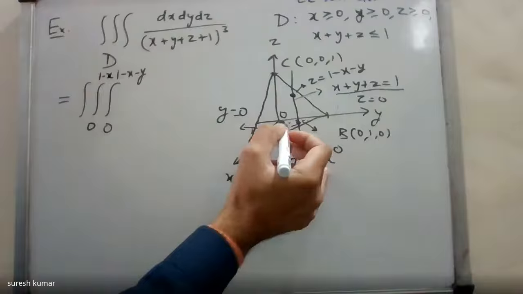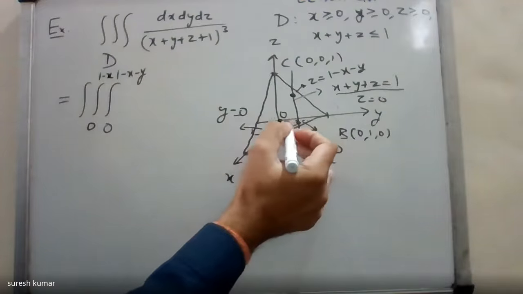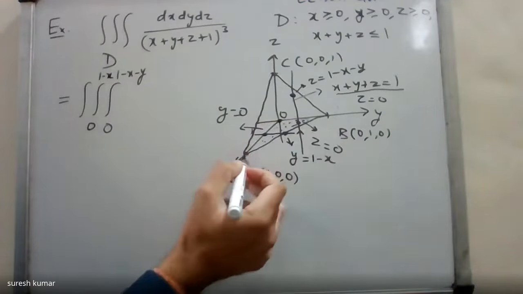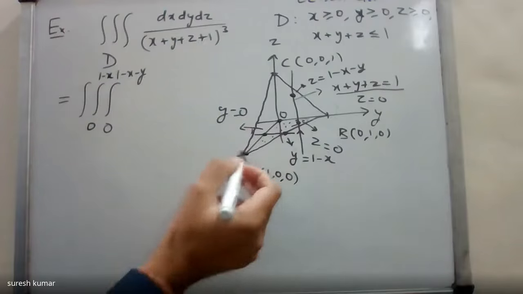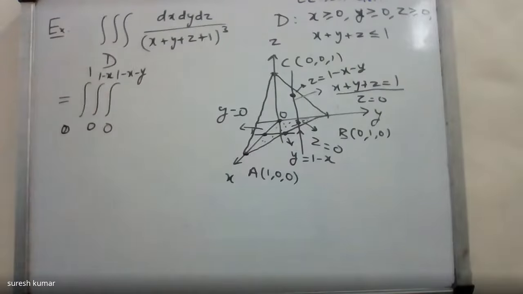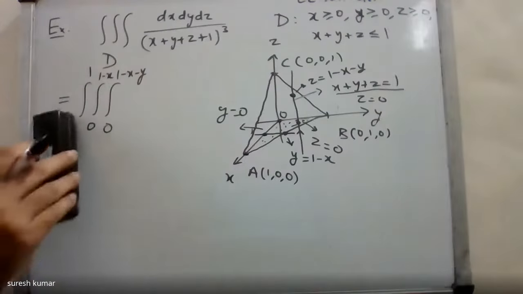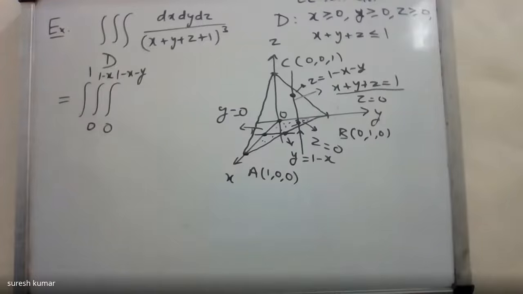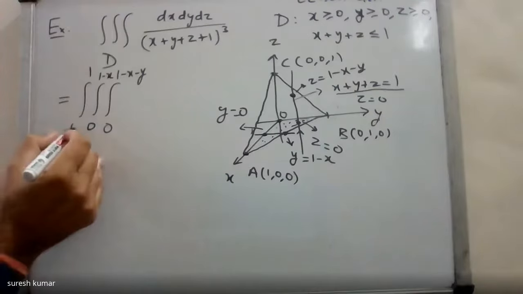x limits you can easily decide. Here x is 0 and to the rightmost point along the x-axis, x is 1. So x goes from 0 to 1. You understand the procedure now?